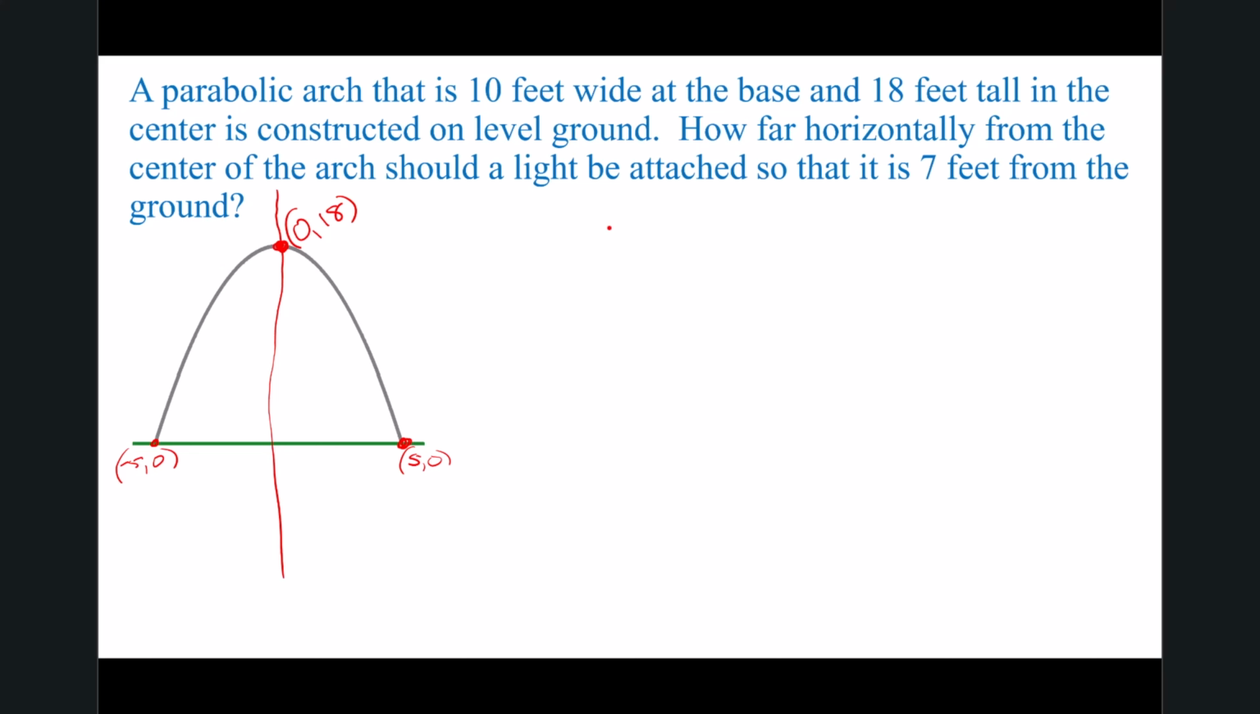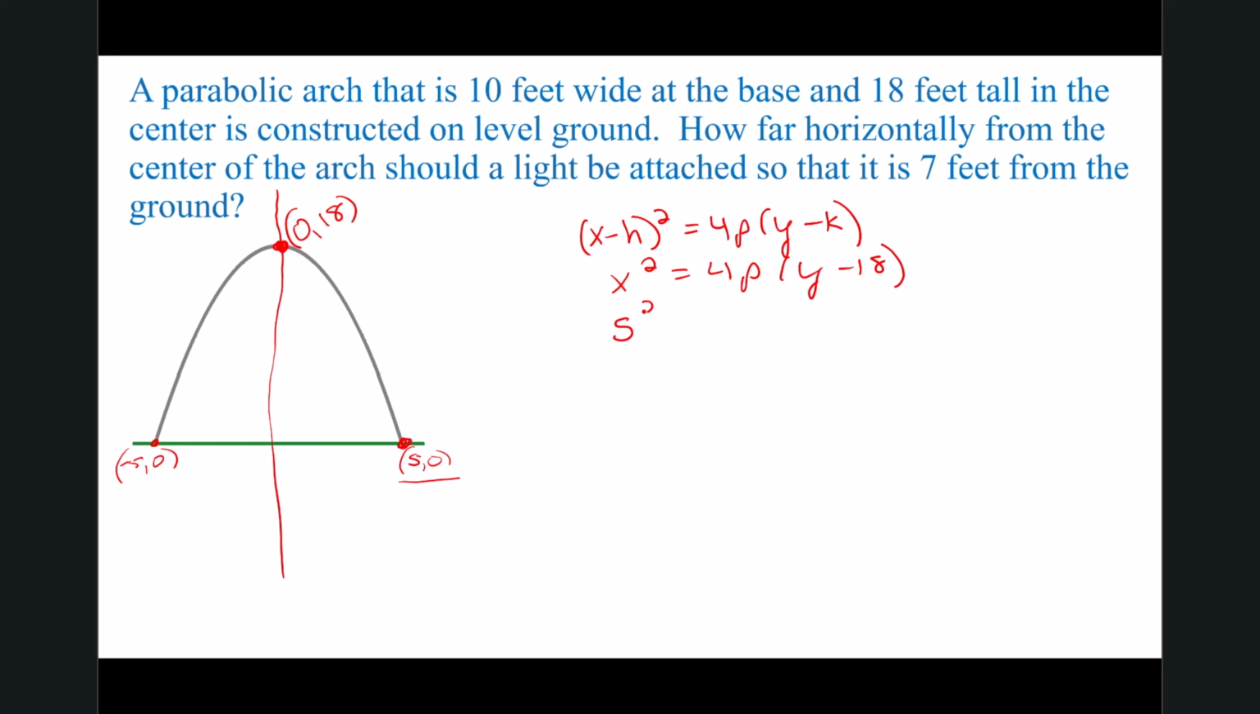Now this is opening down, so I know the equation should be (x minus h) squared equals 4p times (y minus k). And (h, k) is (0, 18), so (x minus 0) squared equals 4p times (y minus 18). So that's what I know so far. I have no idea what p is, but I can find it because I know another point on the graph, (5, 0).